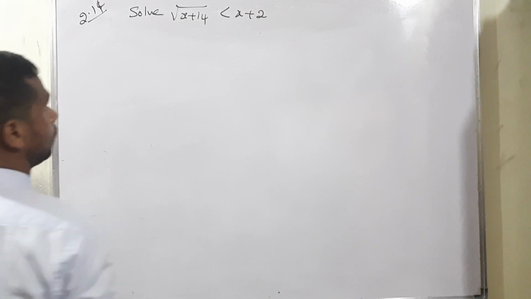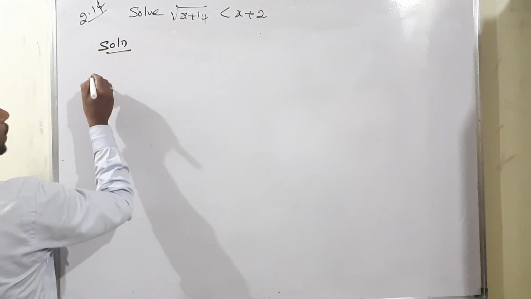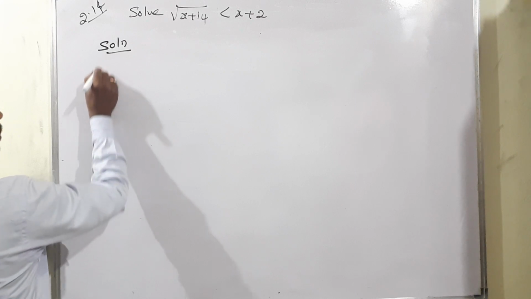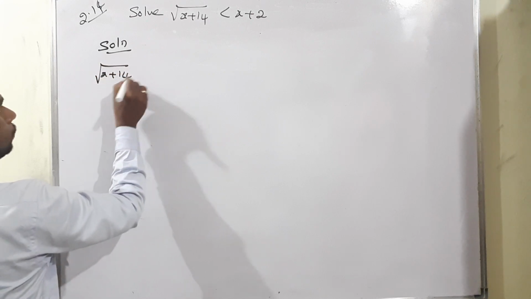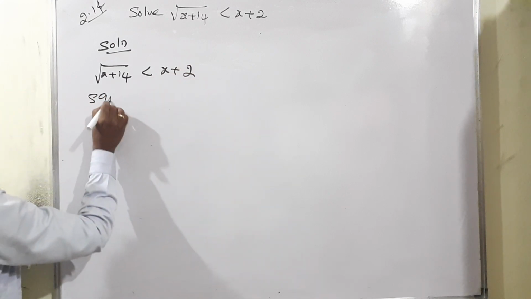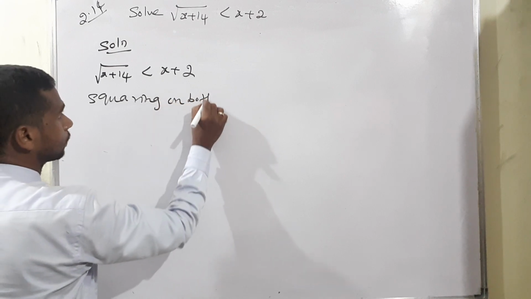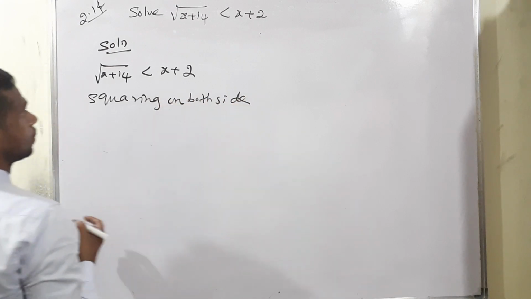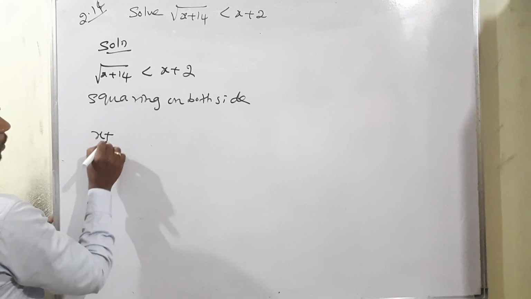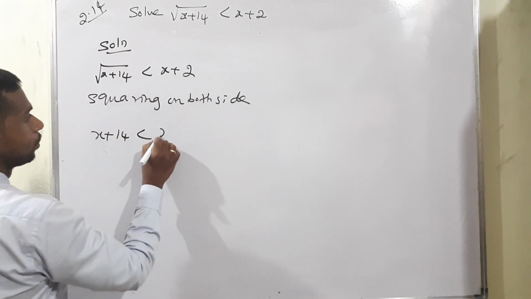2.14 question, square root is there, isn't it? So write the question once again: square root of x plus 14 less than x plus 2. Now squaring on both sides. Squaring on both sides, what will happen? The square root will be cancelled, x plus 14 less than x plus 2 the whole square.